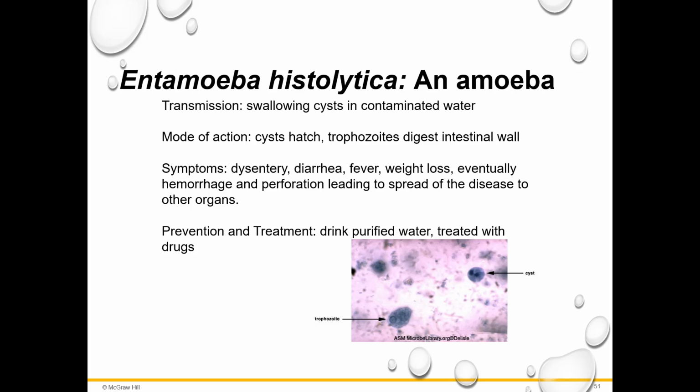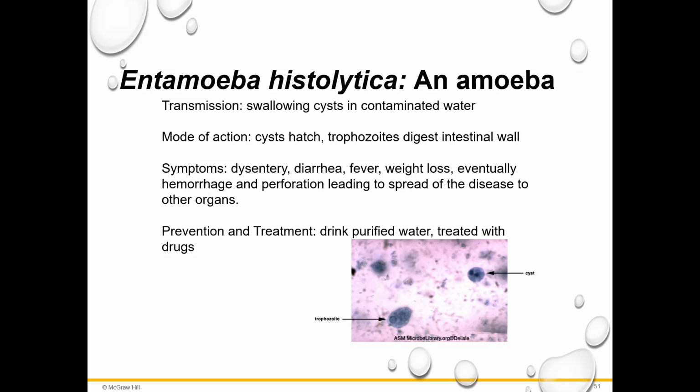Entamoeba histolytica. Well, this is an amoeba. Transmission is by swallowing cysts in contaminated water. The mode of action: the cysts are going to hatch open in your intestines, and then the trophozoites are going to start to digest your intestinal wall. Entamoeba histolytica causes dysentery, diarrhea, so severe abdominal cramping and pain, diarrhea, fever, weight loss, eventually hemorrhage and perforation, leading to the spread of the disease to other organs.